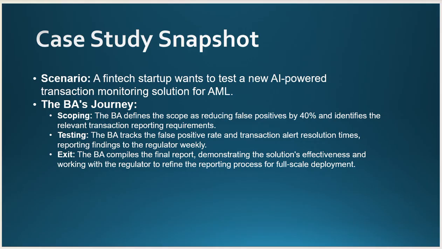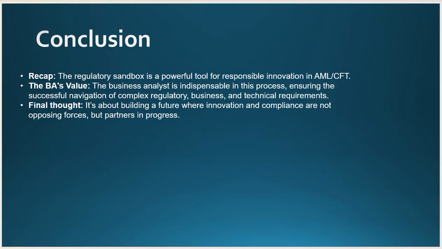The BA tracks the false positive rate and transaction alerts. Reporting the findings and regulatory weeklies, he updates all the stakeholders while preparing the weekly report and progress of the project. And then at the exit report, the BA complies the final report and demonstrates the solution's effectiveness, working with the regulator to refine the reporting process and full-scale development. So that's the development, and in UAT it will work successfully, and that will reduce the false positive rates.